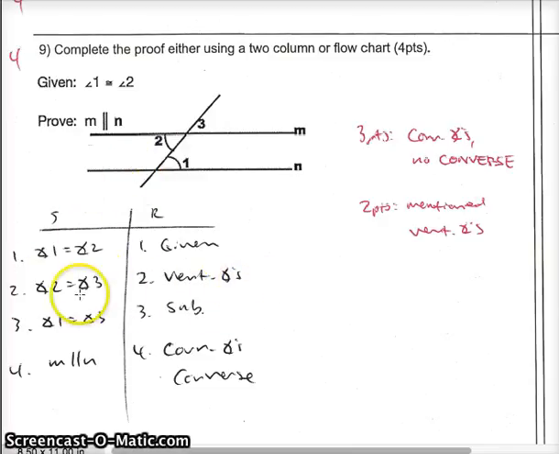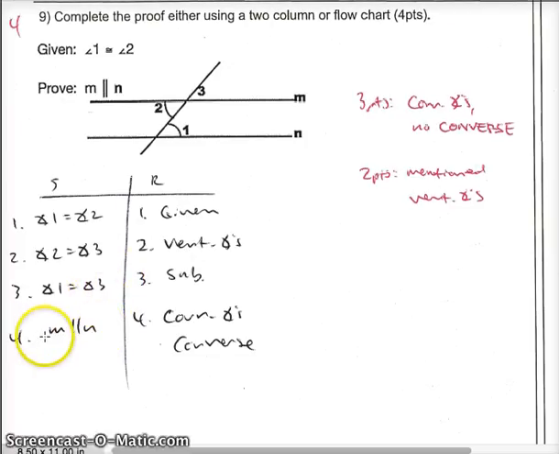Then if you look at both of these, they should have something in common, and they do, and that's angle 2. So you can do a substitution: angle 1 is equal to angle 3. And that is enough information to prove line M is parallel to N. And the reason why you must have the word converse: if you just said corresponding angles here, I gave you 3 points. The converse means you switch the conditional statement, so it'll say this: if corresponding angles are congruent, then two lines cut by a transversal are parallel. So that word converse is important.